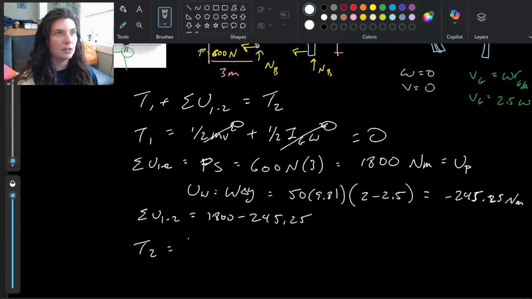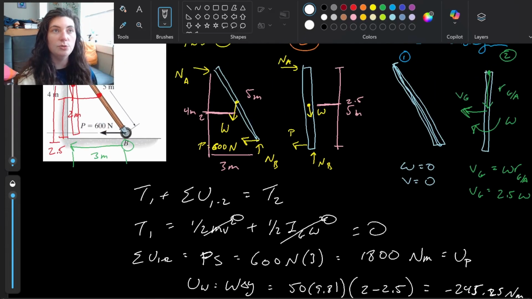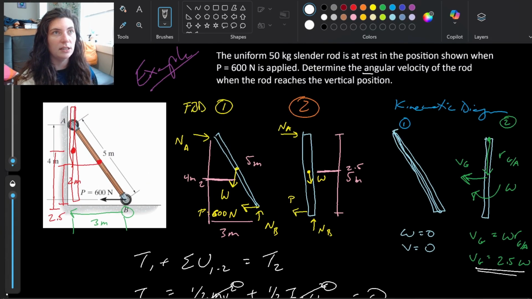Recall T2 is going to be 1/2 mv squared plus 1/2 Ig omega squared. So from our kinetic diagram, we have a Vg, a velocity, and an angular velocity, and we already decided what the relationship was between them. Vg equals 2.5 omega, just based on the kinematic diagram. Since we're trying to find our angular velocity, I want to put everything in terms of omega.